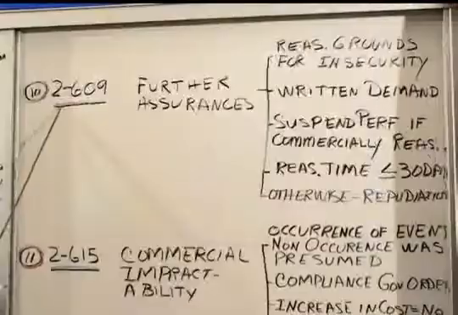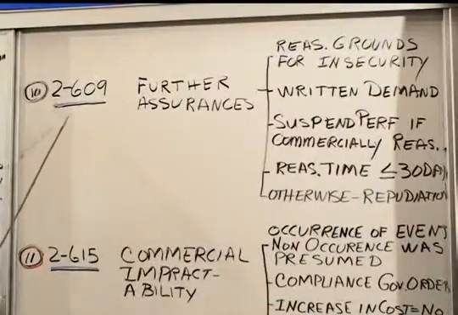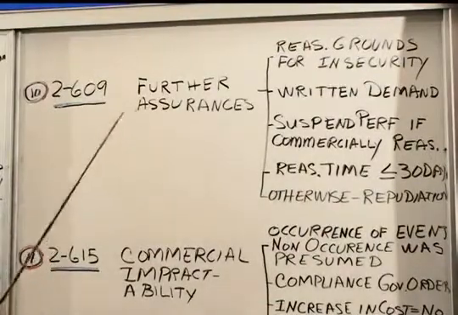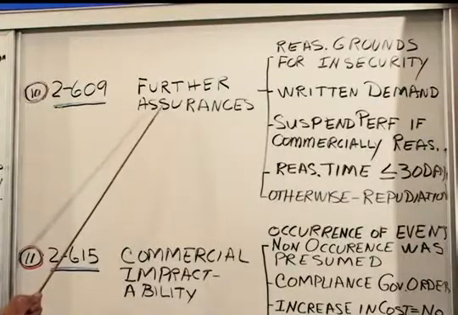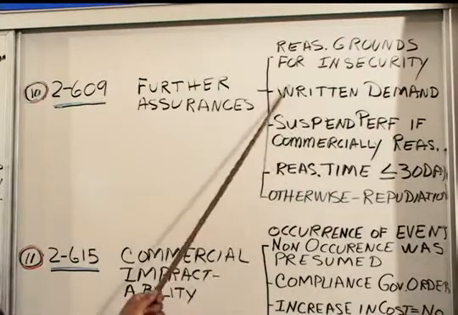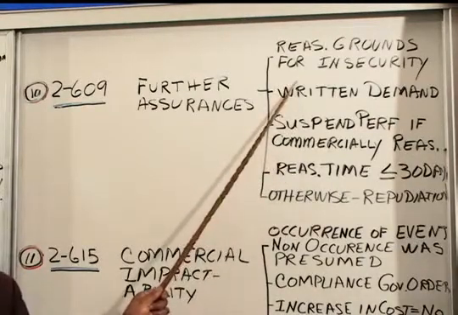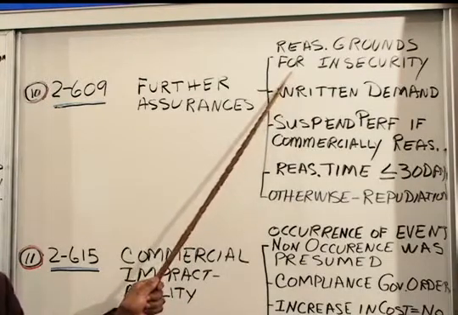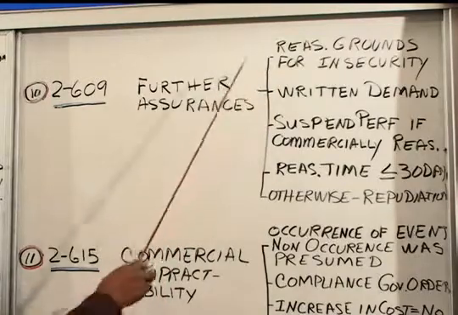2-609, which is the 10th one, further assurances. This code section says that under certain circumstances, you can demand that the other side provide you with some further assurances that they're going to perform. And if they don't, it's going to be treated like a repudiation of the contract, which is a breach. And the requirements are here.